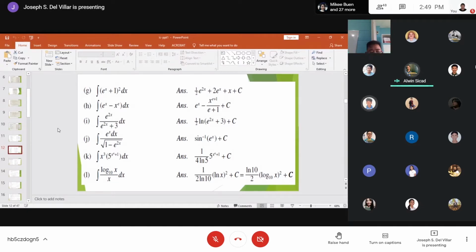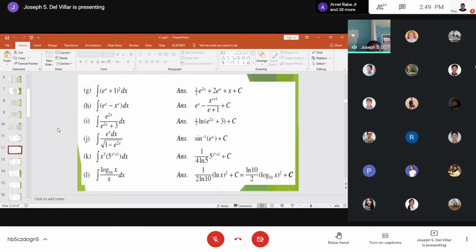4x cubed dx. Yes, 4x cubed dx. But what is in the given? x cubed dx. So there is a missing number. So what's the missing part? 4. Yes, 4 yung nawawala. So introduce 4, introduce also 1/4. Okay? So everything now is exact.